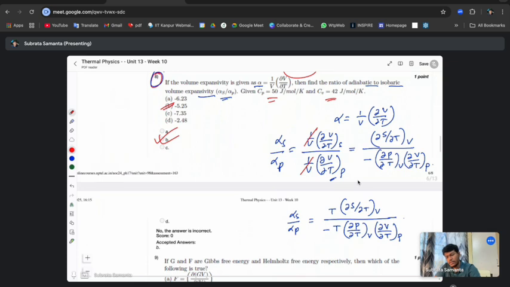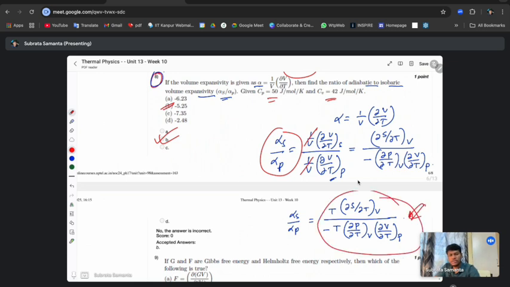So let's first check this one. How do we get this alpha S over alpha P, del V del T at constant S over del V del T at constant P, to this equation? Cross check this. I'm coming in 2 minutes, so in the meantime you cross check this. How to get from here to here is basically very simple steps.